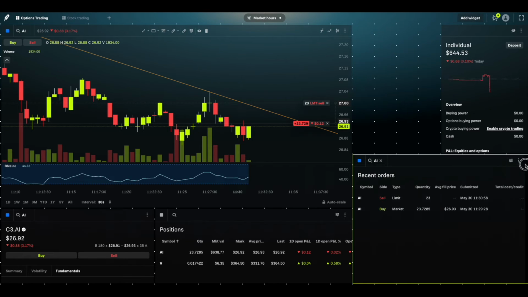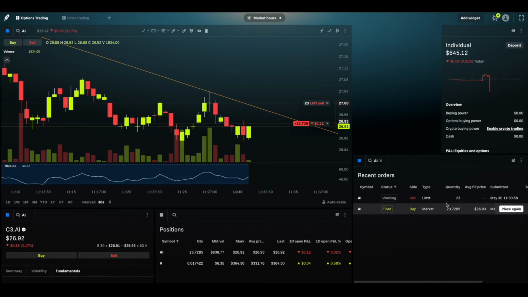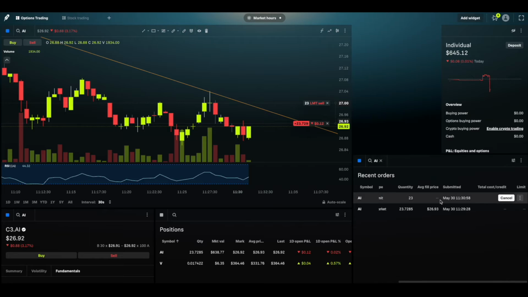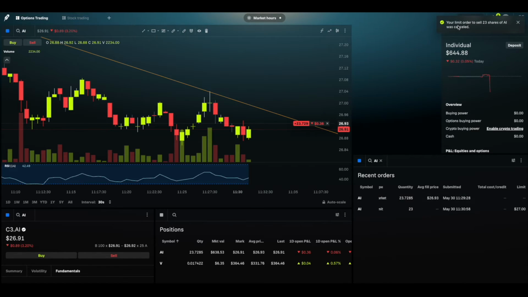Let me make this a little bigger. So it says working, so the order is in to sell my 23 shares. And if I want to cancel it, I click cancel right here. And now you'll see your limit order has been canceled. So I've canceled the order.